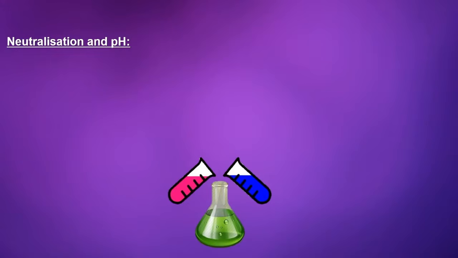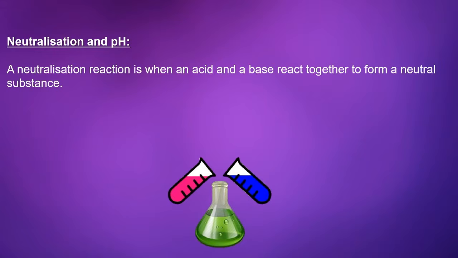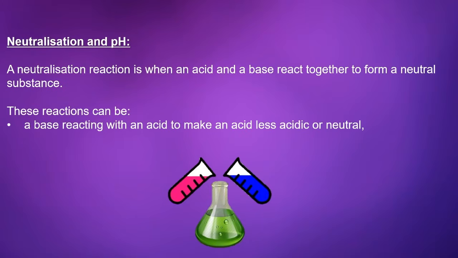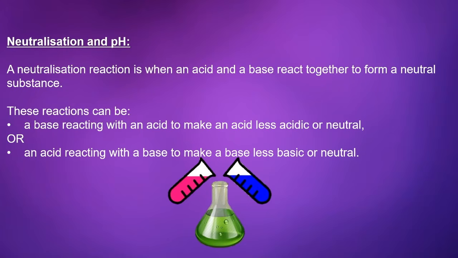When we speak about neutralization, a neutralization reaction is when an acid and a base react together to form a neutral substance. These reactions can either be performed when a base is reacting with an acid to make an acid less acidic or neutral, or it can occur when an acid reacts with a base to make a base less basic or neutral. So in the diagram provided, we have an acid, we have a base. When we mix them together, it gives us a neutral solution.